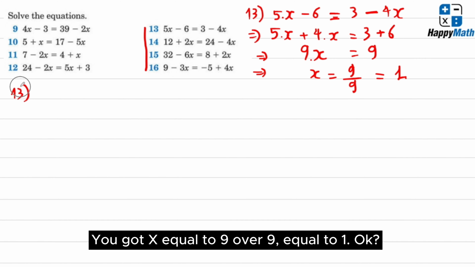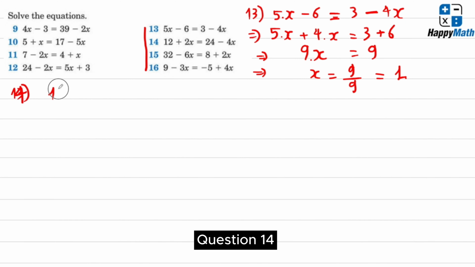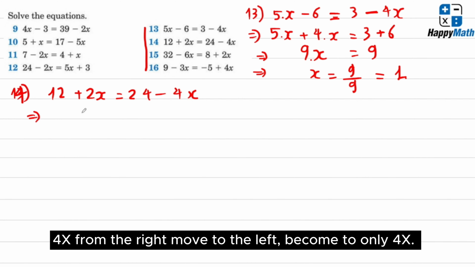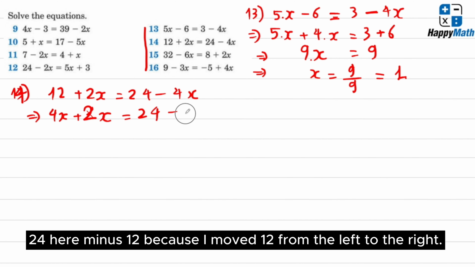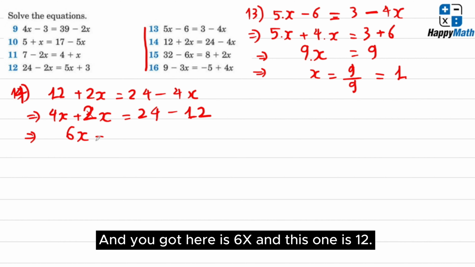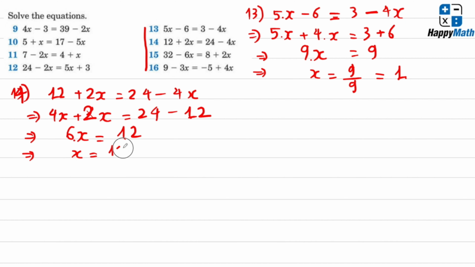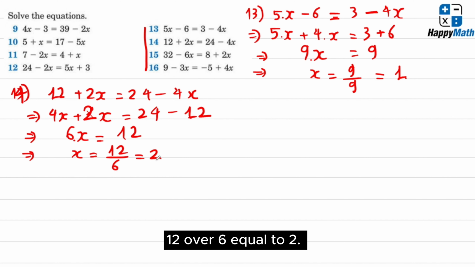Okay, question 14. This is 24 minus 4x. 4x from the right moves to the left and becomes only 4x. 24 here minus 12 because I moved 12 from left to right. And you got 6x here, and this one is 12. Captain on top, 12 over 6 equal to 2.